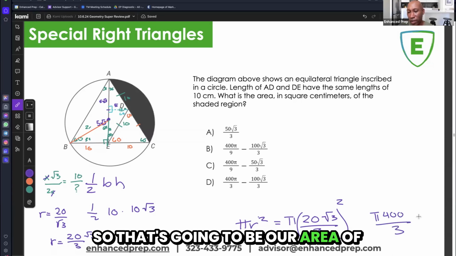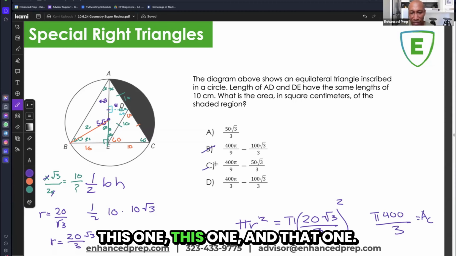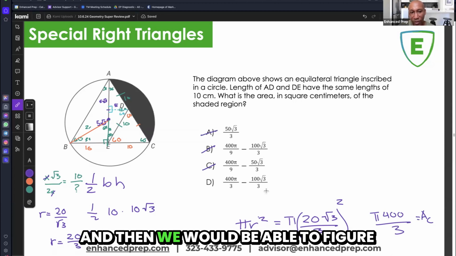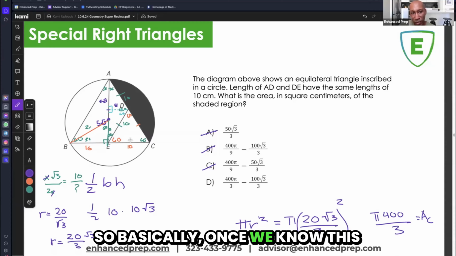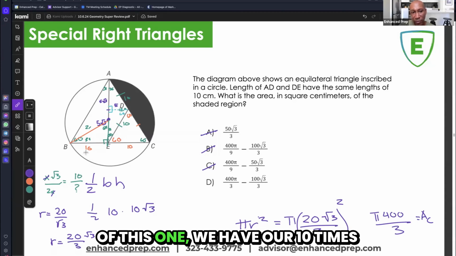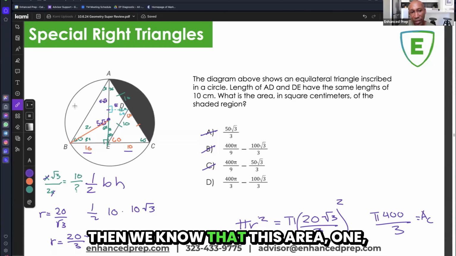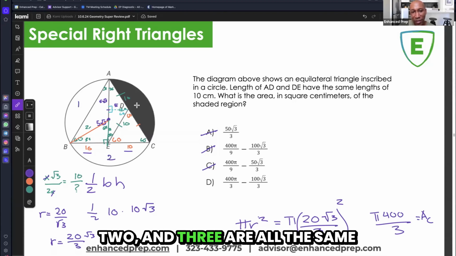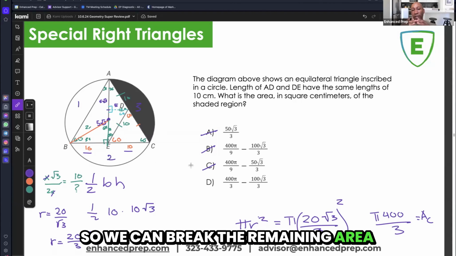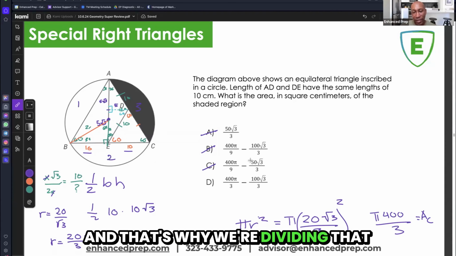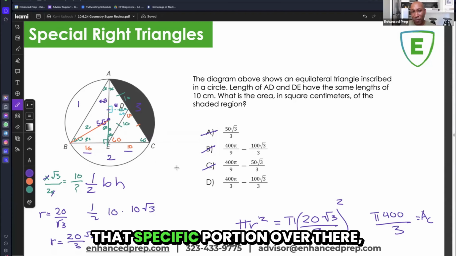So that's going to be our area of our circle. So we see that gets rid of this one, and that one. And then we would be able to figure out the area of the last one, right? So basically, once we know this complete shape and we get the area of this one, when we have our 10 times our height of that one down there, then we know that this area, 1, 2, and 3 are all the same exact area, right? So we can break the remaining area down into 3, and that's why we're dividing that by 3. And then once we break that down by 3, then we can just subtract that specific portion over there, right?